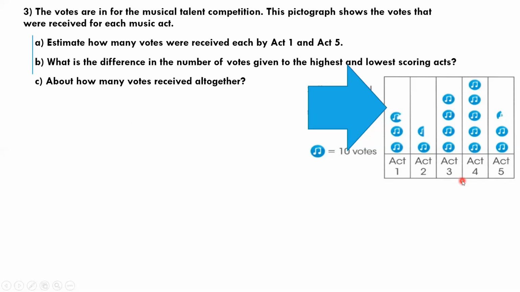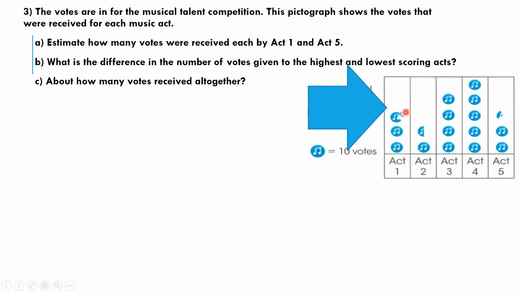So before moving to find the answer for all those three questions, let's see actually how many votes these acts got. So as that Act 1, Act 2, Act 3, Act 4 and Act 5. So we need to find out how many votes each act got. So let's start from Act 1. So this one musical symbol represents 10 votes. So this, again with this, it is 20.